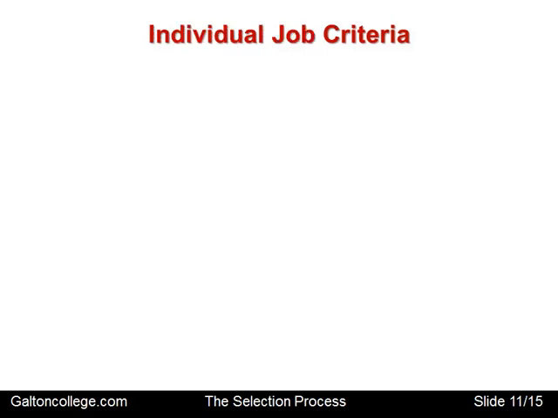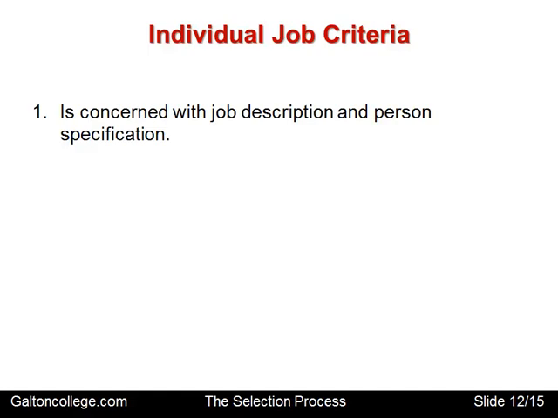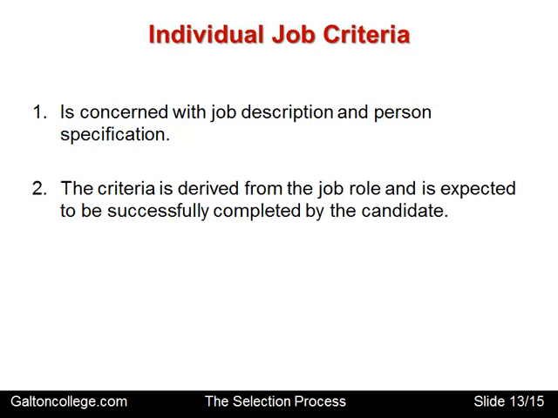Then there's the individual job criteria. This is concerned with job description and person specification. The criteria is derived from the job role and is expected to be successfully completed by the candidate. So the job description tells the candidate what is required specifically. What will the person be doing if they're successful in their application? What job will they be doing? And the person will then know what they're doing, and there is full information on either side.